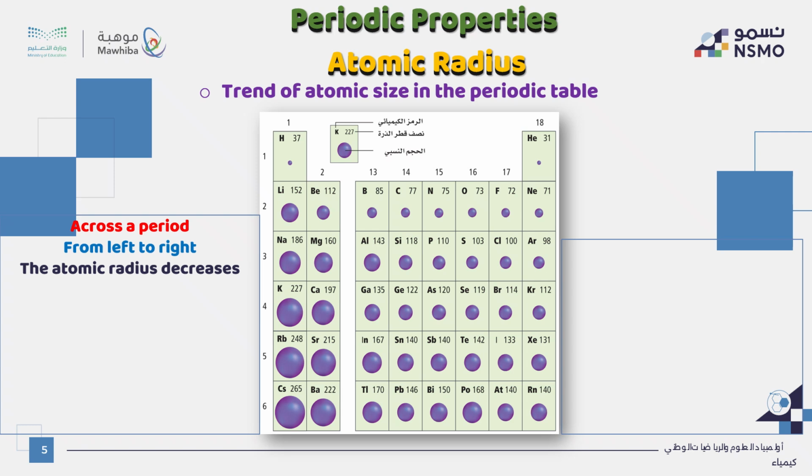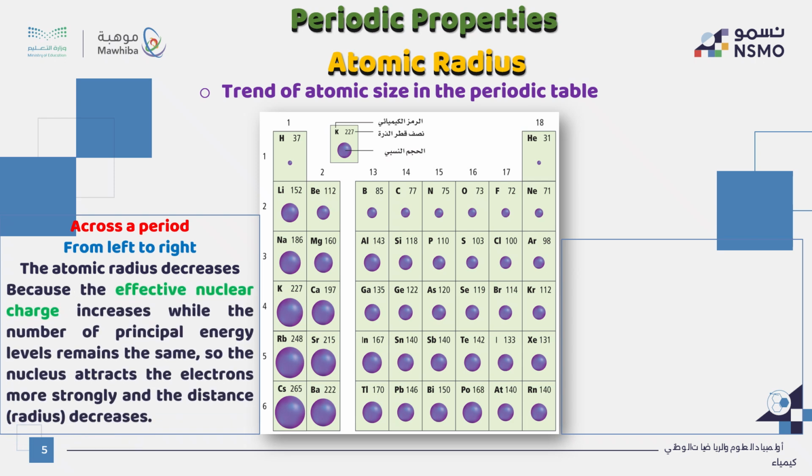This happens because the number of principal energy levels remains the same, while the effective nuclear charge increases. As more protons are added to the nucleus, the positive charge of the nucleus increases. The stronger attraction pulls the electrons closer to the nucleus, causing the atomic radius to decrease.